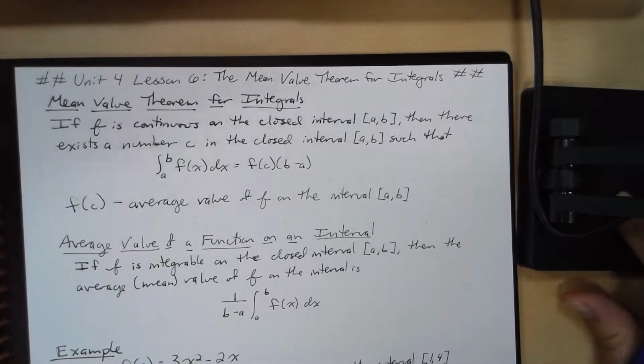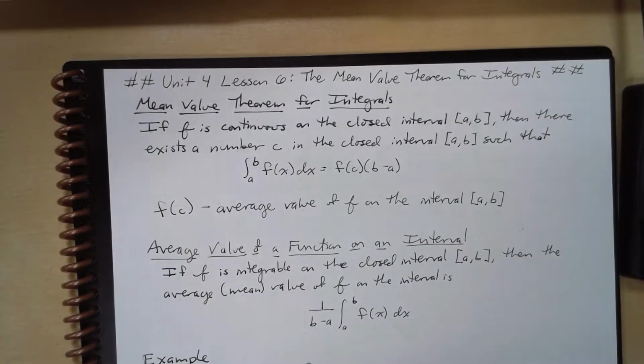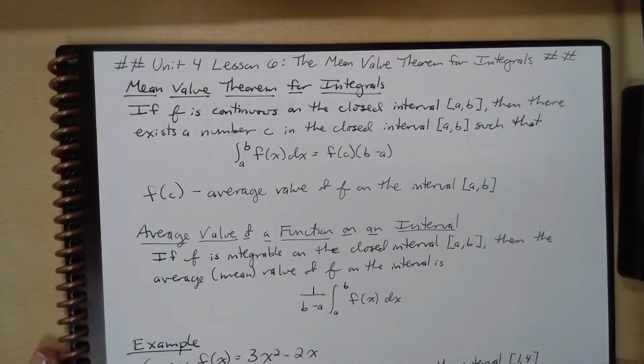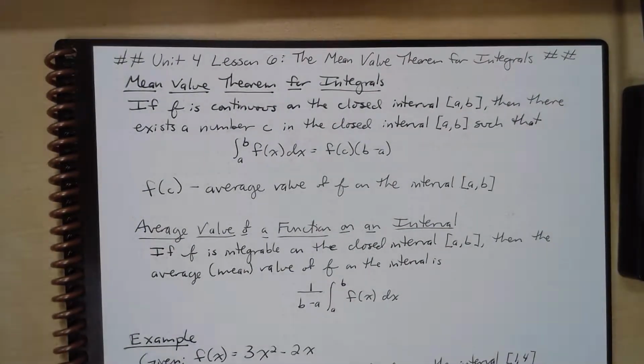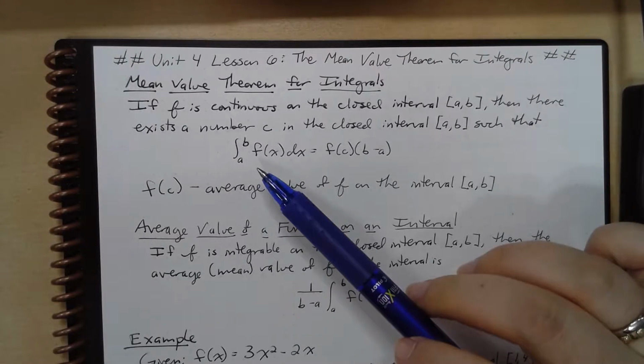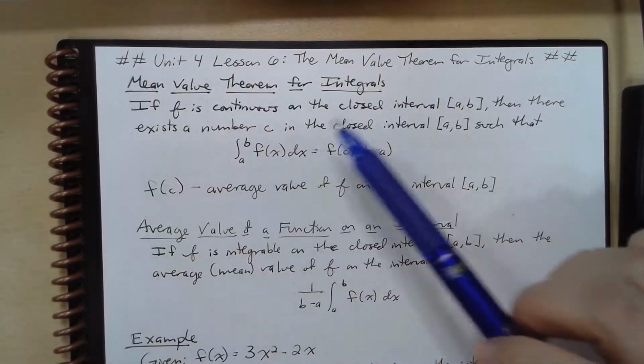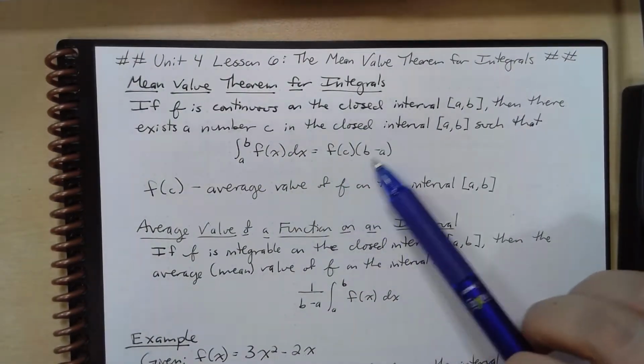Okay, hello. We are going to talk today about the mean value theorem for integrals. Now, we had a mean value theorem for differentiation, but this is our mean value theorem for integrals. And it says that if f is continuous on the closed interval a to b, then there exists a number c in the closed interval a to b such that the integral of f of x dx from a to b is equal to f of c times b minus a.